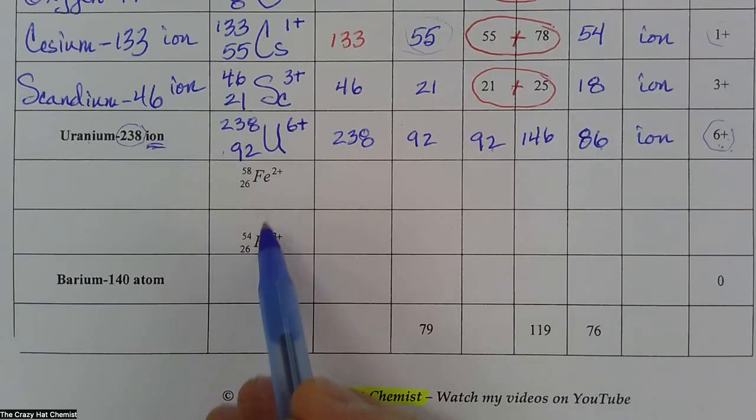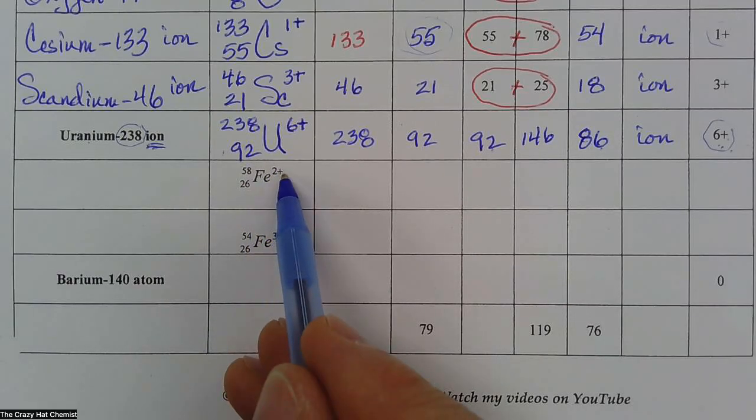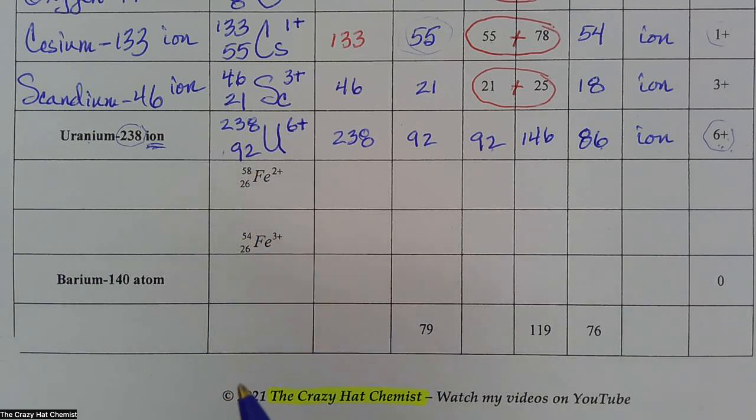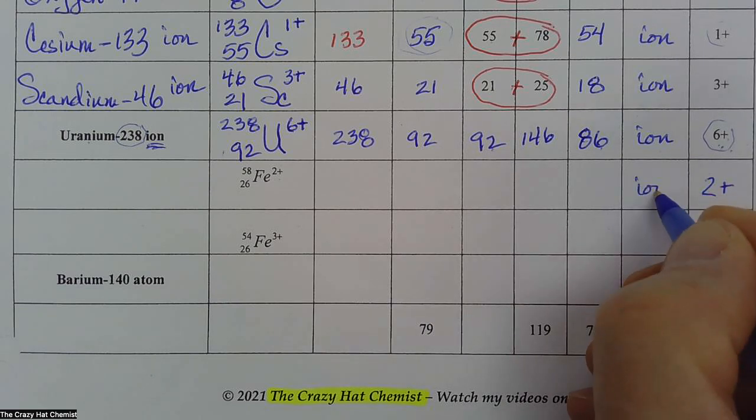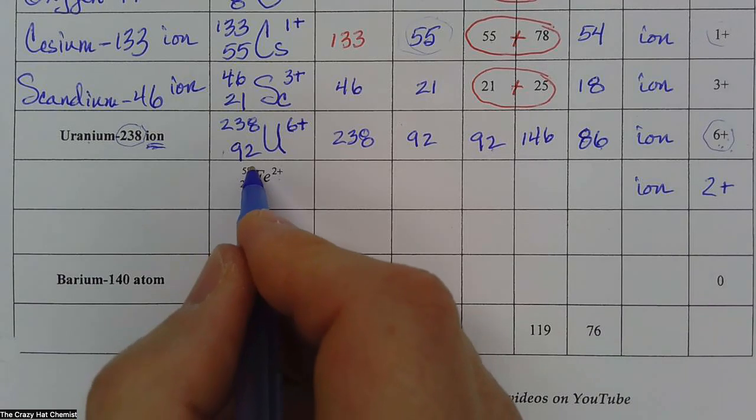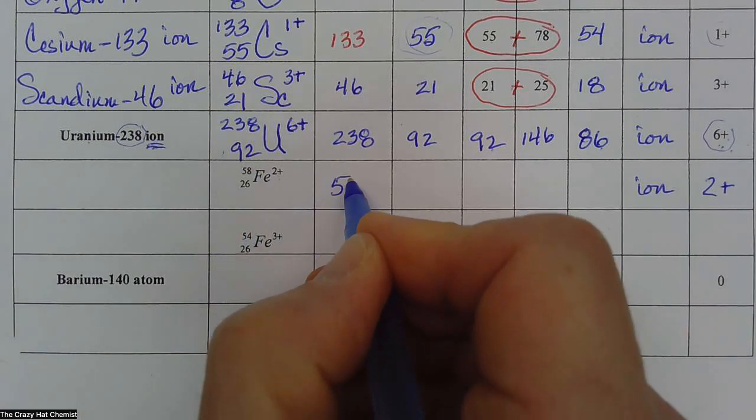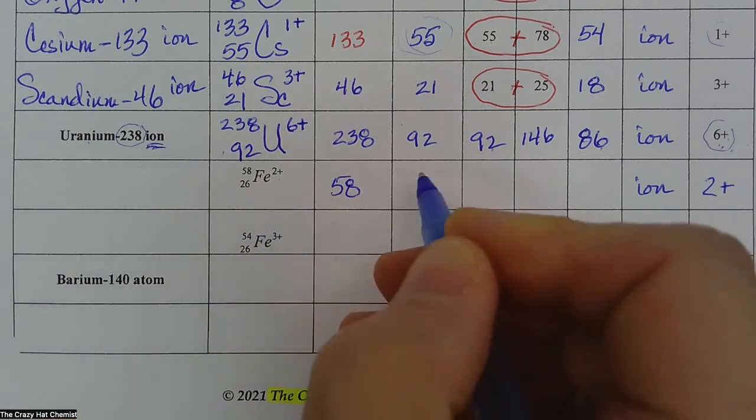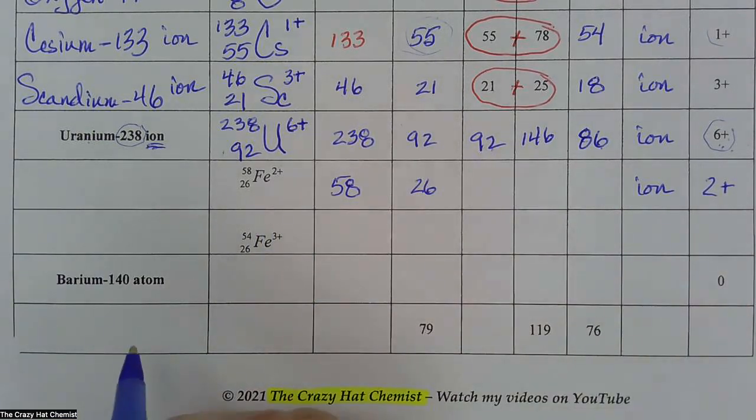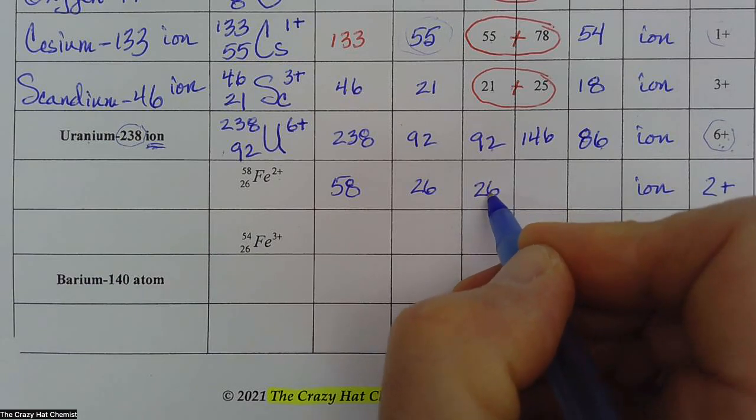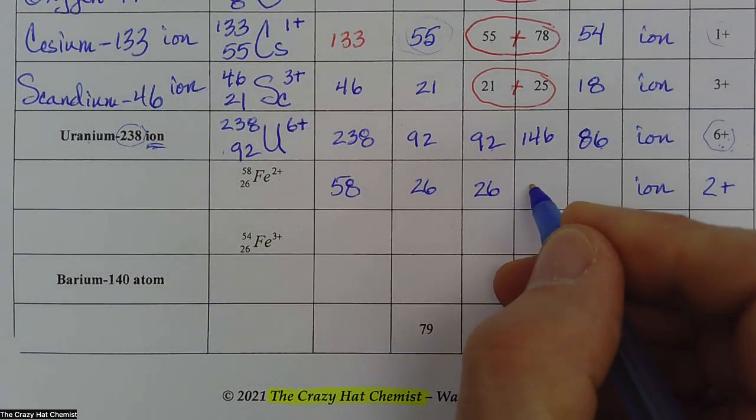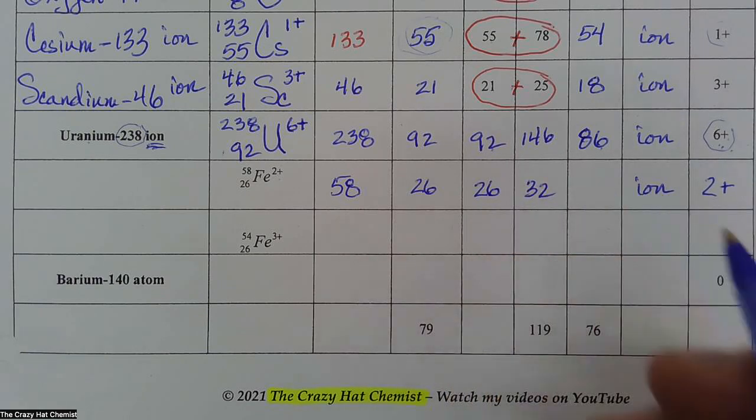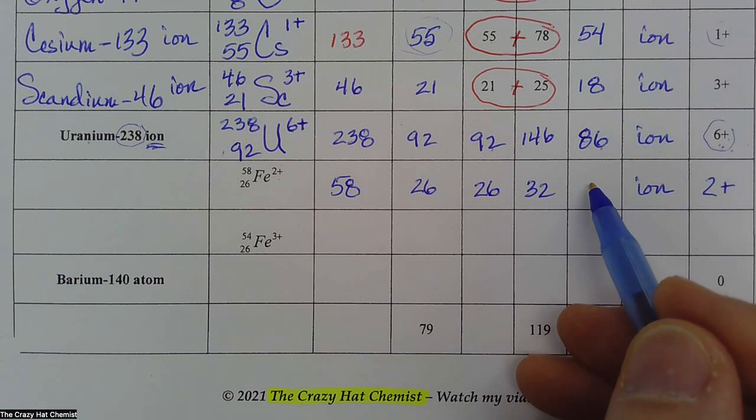The next problem, actually the next two, are isotopes of each other. They are different ions and different isotopes. Okay, this one has a 2+ charge, so it most certainly is an ion. Absolutely. Okay, and the atomic mass is 58, so that goes right here in the atomic mass column. The atomic number is 26, that goes right here. The number of protons is equal to the atomic number, which is 26. If I take the difference between the 58 and the 26, I'm going to get the number of neutrons, which is 32.